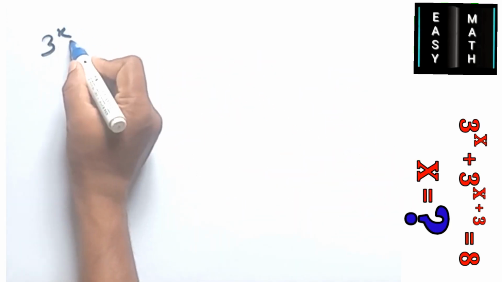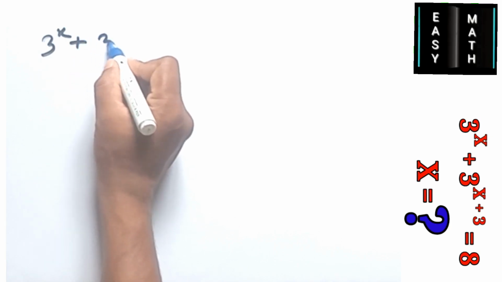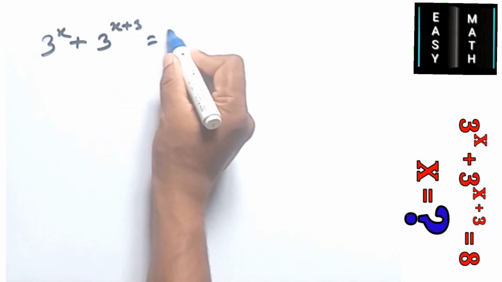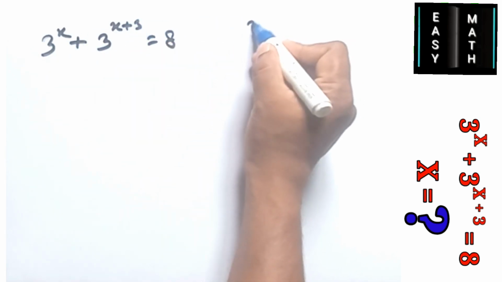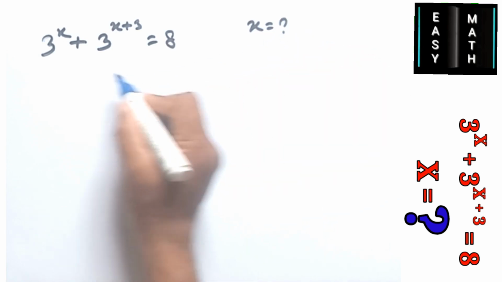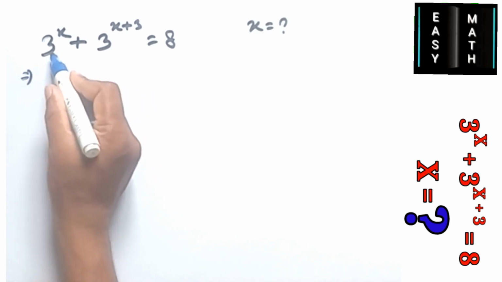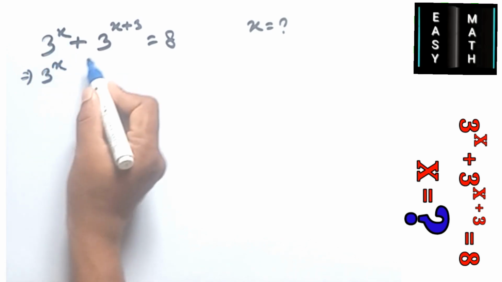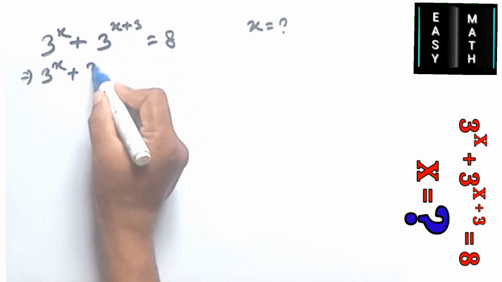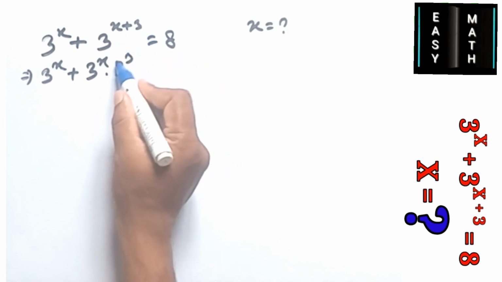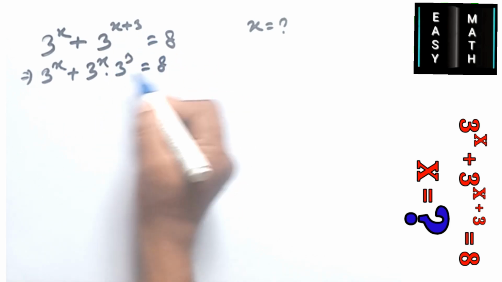3 to the power x plus 3 to the power x plus 3 is equal to 8. So find out the x value. How? First we can write this 3 to the power x, and this we can write 3 to the power x into 3 to the power 3. We can write this, and this is 8.